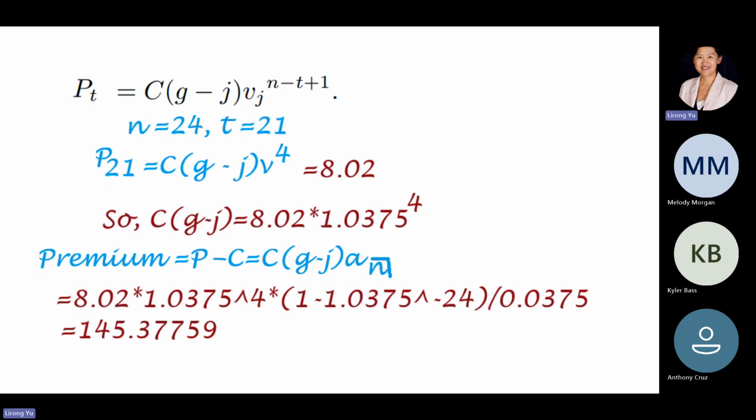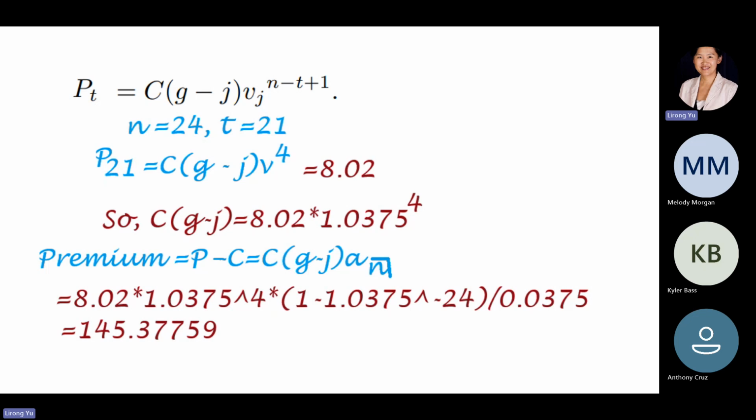All right, and going back to the premium. Premium equals P minus C. Remember P was equal to C times (G minus J) a_n plus C. So that was the premium discount formula that we learned in 6.4. So now we realize if we already have a number for C times (G minus J), all we have to do is multiply a_n. So I end up calculating the a_n.